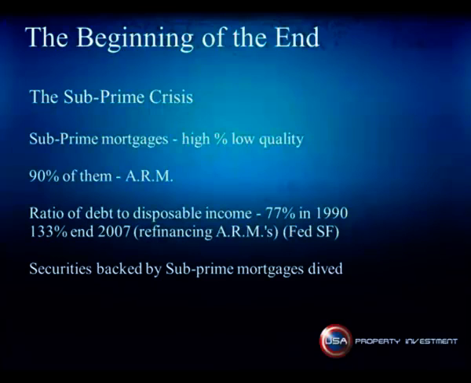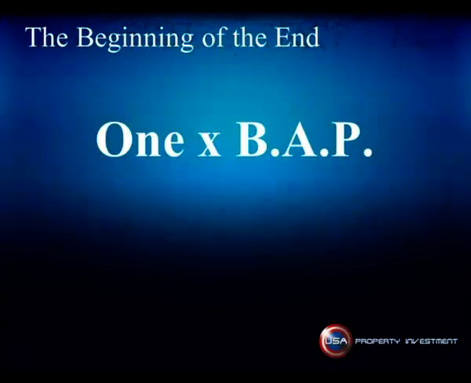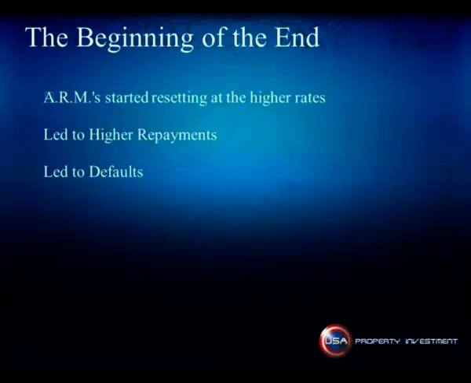And an interesting fact here is the ratio of debt to disposable income in the USA went from 77% in 1990 to 133% by the end of 2007. So people owed way more, or at least the amount of money they had to repay compared to how much they were generating in income was a lot more. So they were in big doodah. So it's basically one BAP. I call it a big ass problem that created the entire world financial crisis.